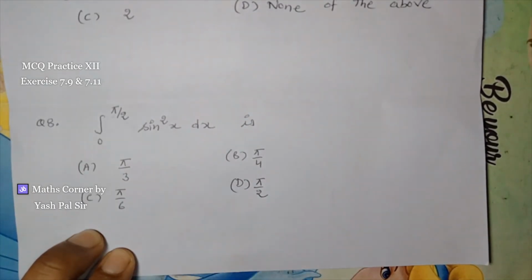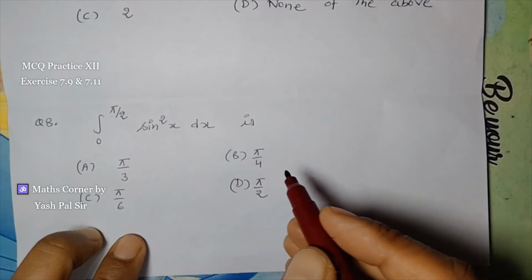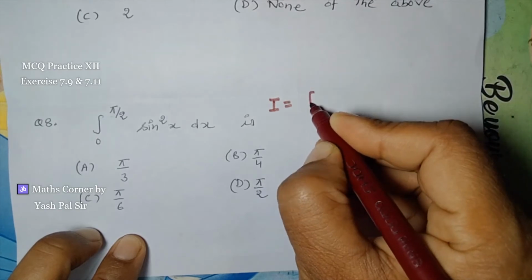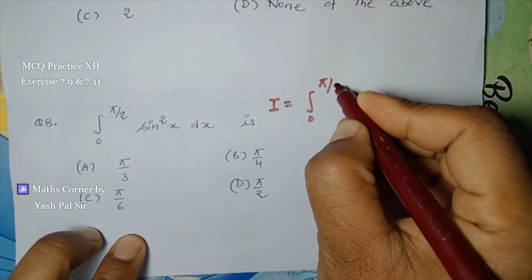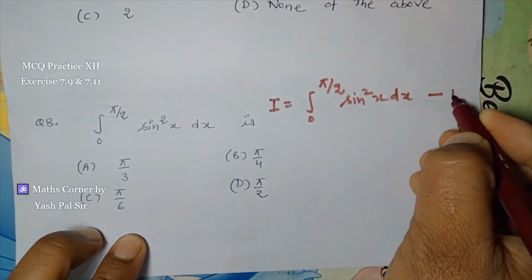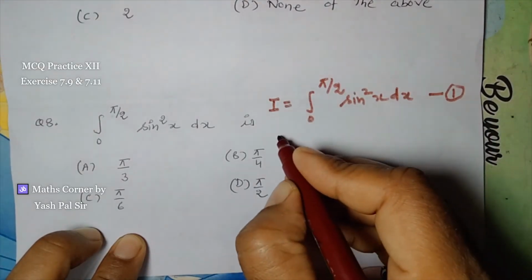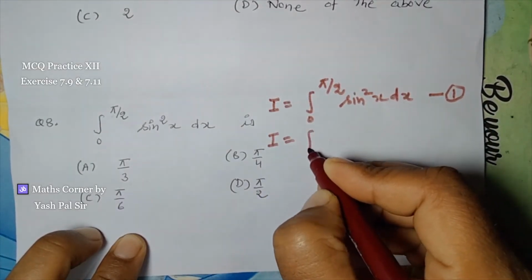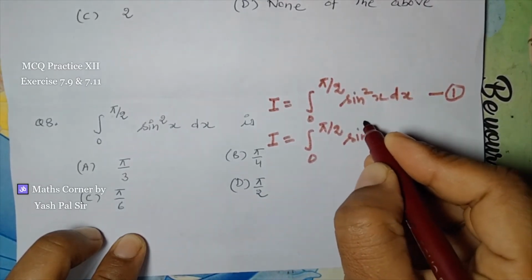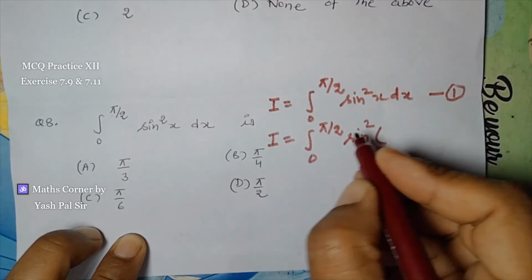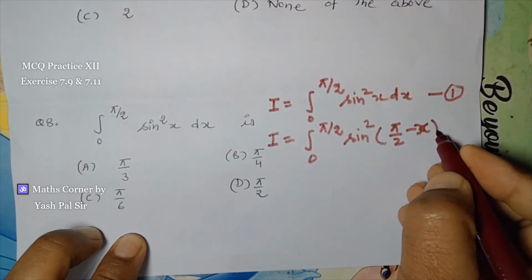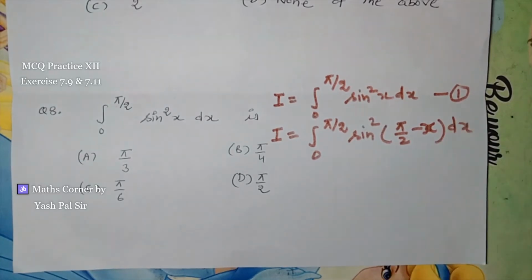Now we come to question number 8. Sine square x, limit 0 to pi upon 2. So first of all, we say let I is equal to integral 0 to pi upon 2 of sine square of x into dx. We say this is equation number 1. Now again we can say I is equal to integral 0 to pi upon 2 of sine square of, in place of x we write pi by 2 minus x, into dx. Why we are writing this?